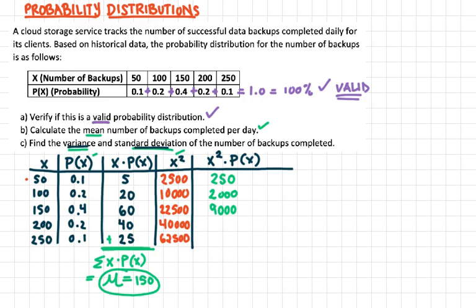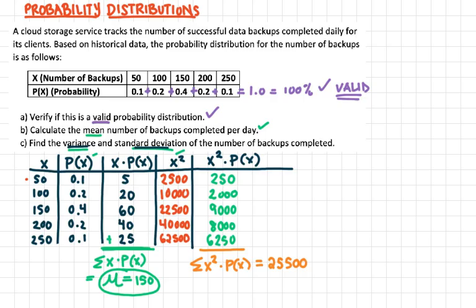40,000 times 0.2 is 8,000. And lastly, 62,500 times 0.1 is 6,250. We're not done yet. Now, what we must do is add up this column, the sum of x squared times p of x. So we will add up all these numbers, and we get 25,500.